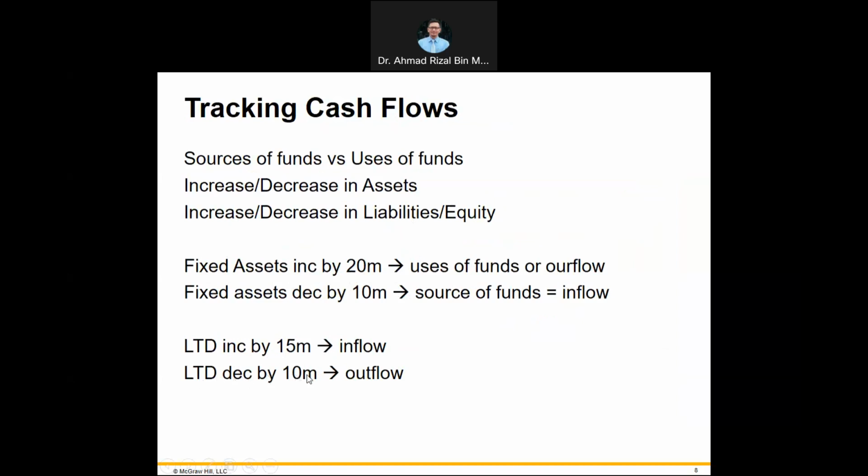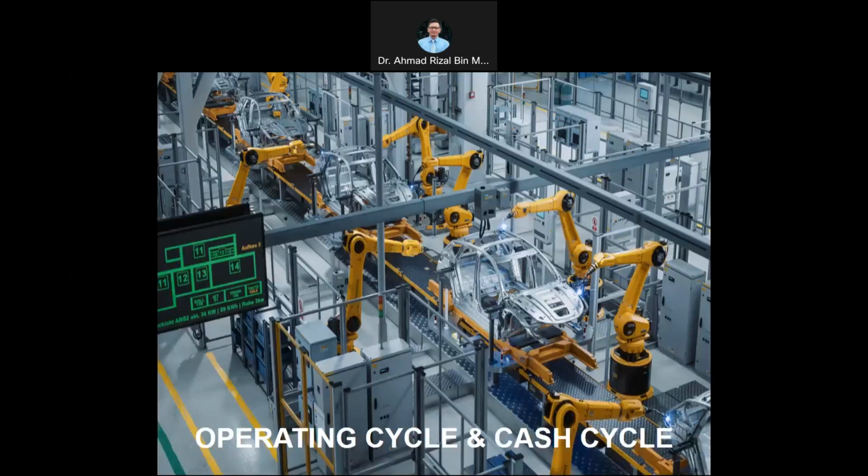And a decrease of 10 million shows that there is an outflow. A reduction in debt means you make a repayment for the debt. Okay, let's move on to the operating cycle and cash cycle.